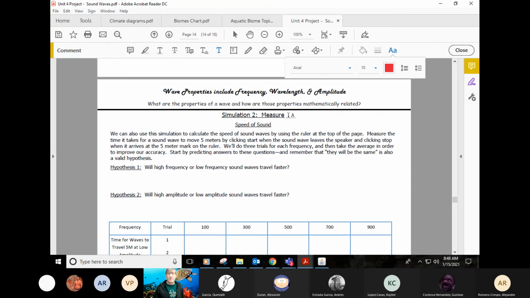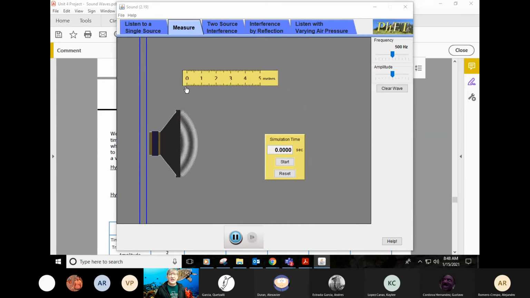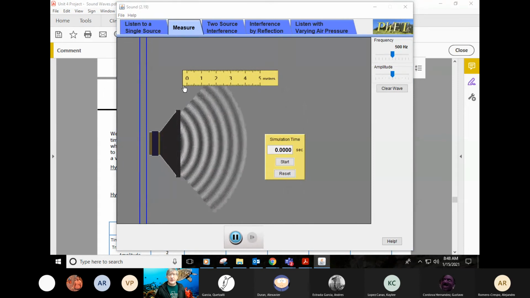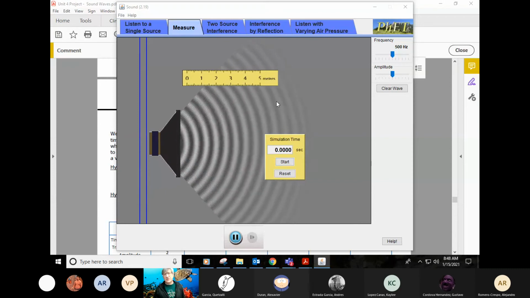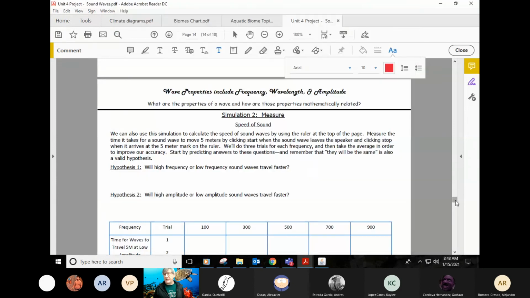All right? So we're going to use the simulation to calculate the speed of sound. The way we're going to do that is at the top of this page is a ruler. Between the ruler that gives us a distance that the sound wave is traveling and the timer that tells us how long it takes to get there, we can calculate the speed of the sound. Distance divided by time is speed. And if you include a direction, then it's velocity. Okay? So we're going to just calculate the speed of sound by using that ruler and the timer.